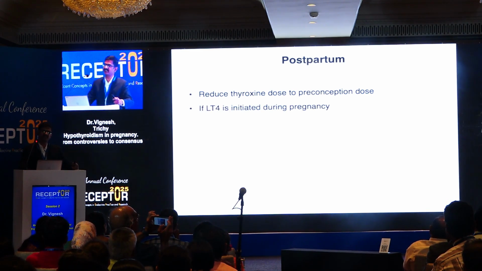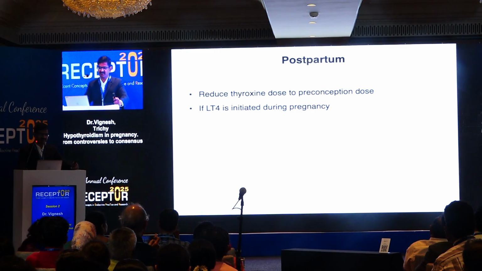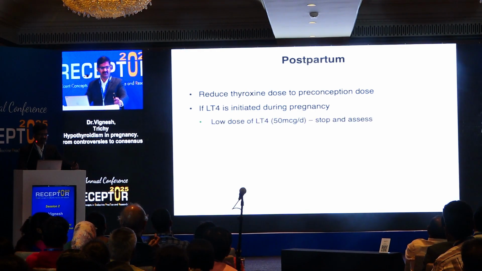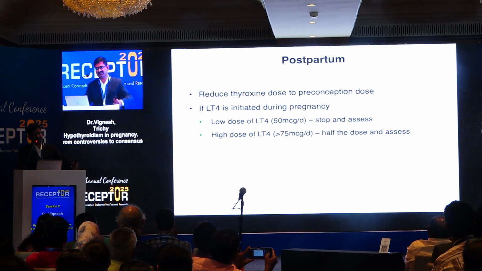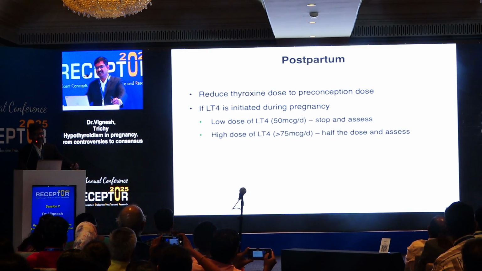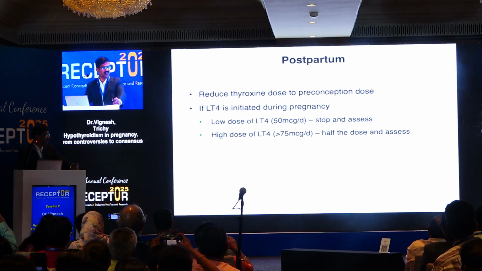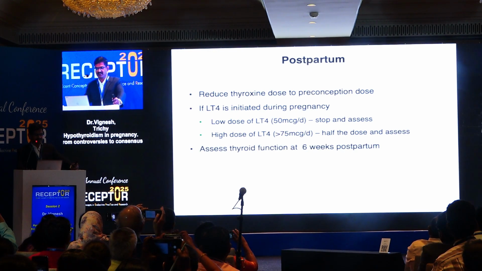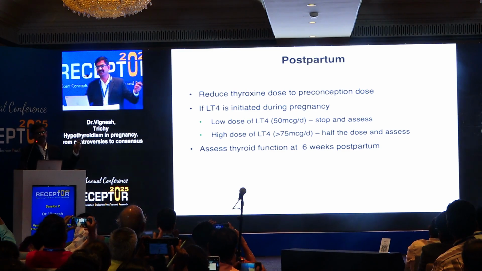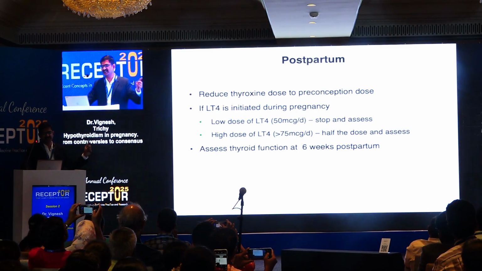So if the thyroxine is initiated for the first time during pregnancy, what to do? If they are on a low dose, like 50 microgram, they can stop and reassess the thyroid function test. If they are on a higher dose, like 75 or 100 microgram, they can halve the dose and reassess. When to reassess? Reassess after six weeks with a repeat test. If we continue the same pregnancy dose in the postpartum, they will become thyrotoxic.